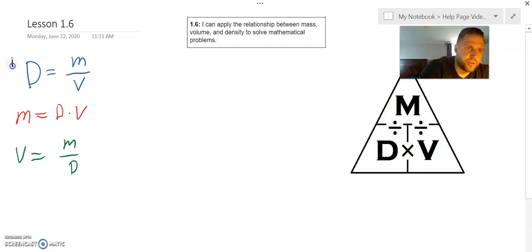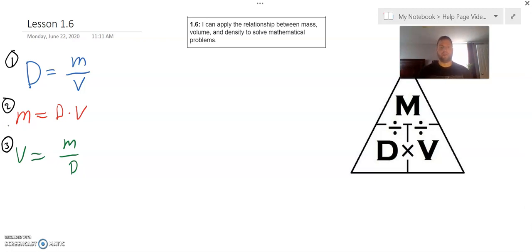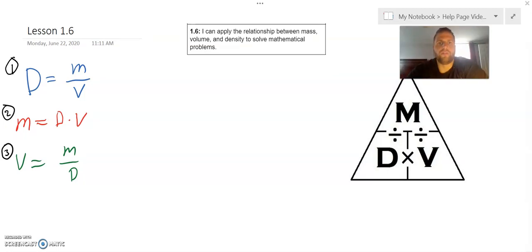So this first equation here solves for density. This second equation will solve for mass. And this third equation will solve for volume. As we read density problems, we'll have to decide which one of these three equations we'll need for a given problem. Over to the right of the screen here is something called the density triangle.